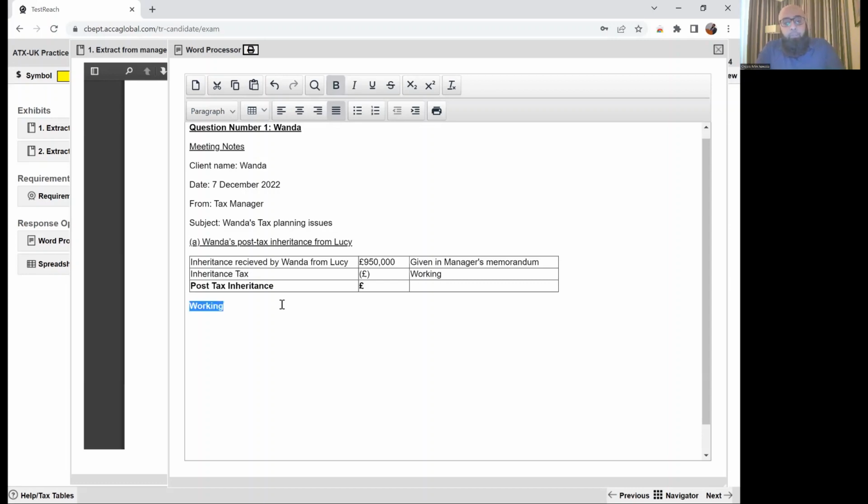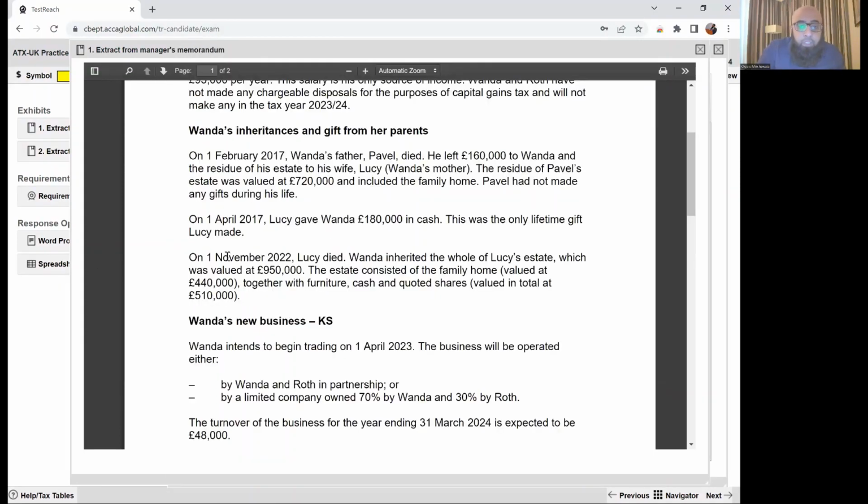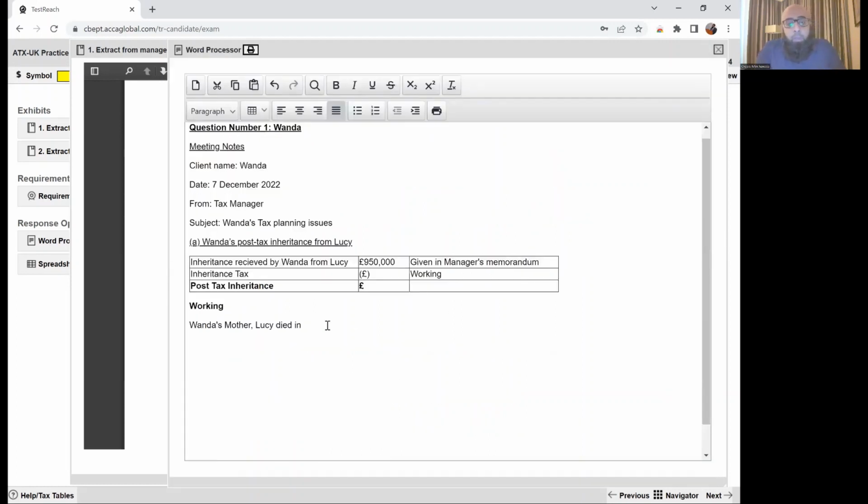Working. Now, Venda's mother, Lucy, died on, now what was the date? She died on 1st November 2022, which will be fiscal year of 22/23.